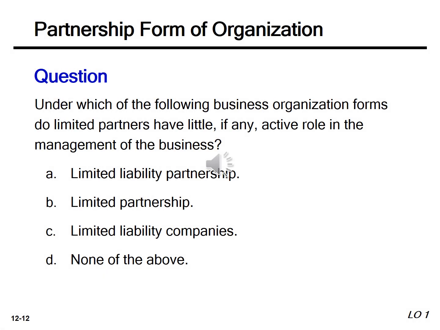Quick review question before we move on. Under which of the following business organization forms do limited partners have little, if any, active role in the management of the business? A. Limited liability partnership. B. Limited partnership. C. Limited liability companies. Or D. None of the above. And of course, the answer here is B. Limited partnership.